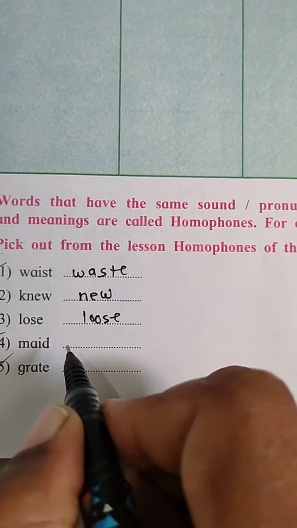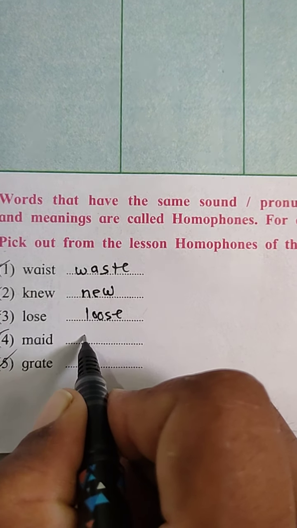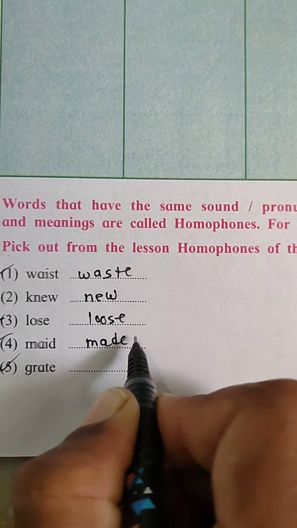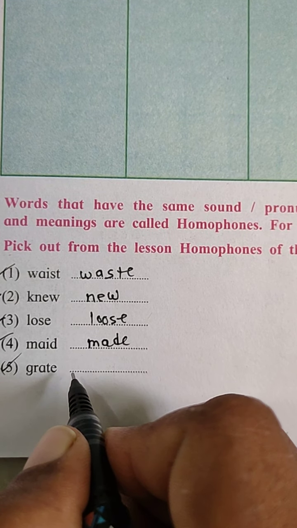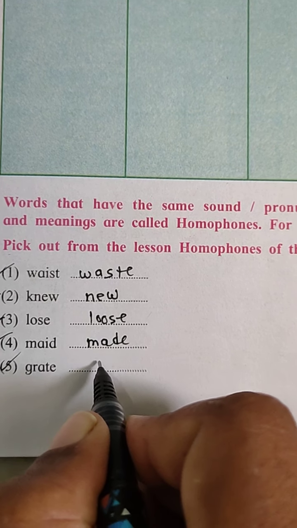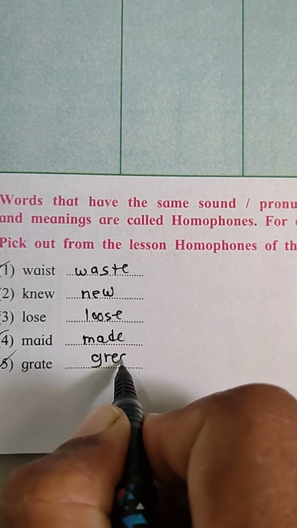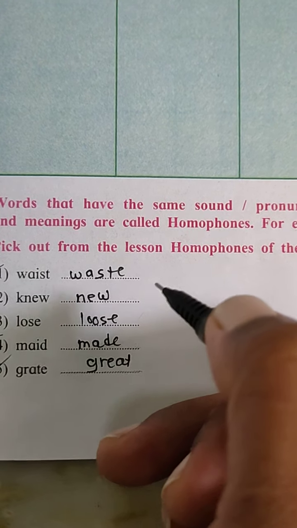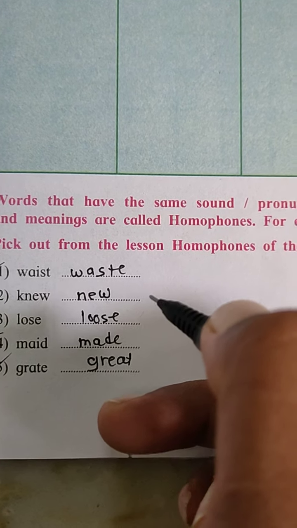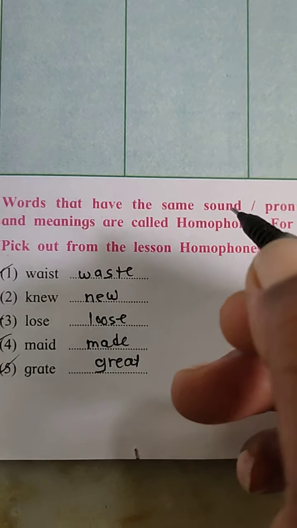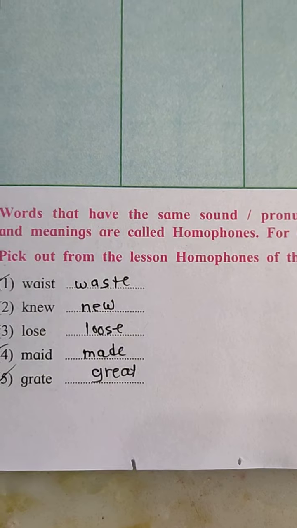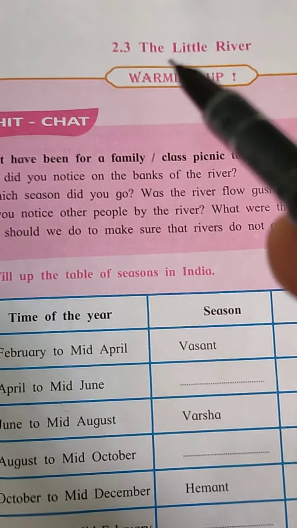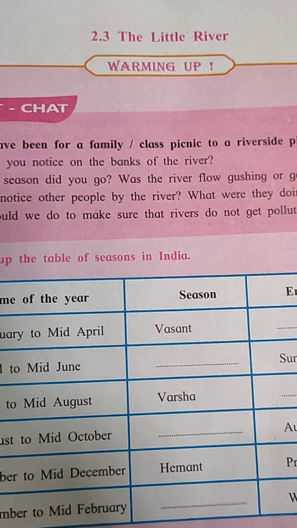That is homophone. Another, made, and their meaning also changes. Great, their spellings are different and pronunciation same, and afterwards their meaning is also different. That is called homophone. Now I start 2.3, A Little River revision.